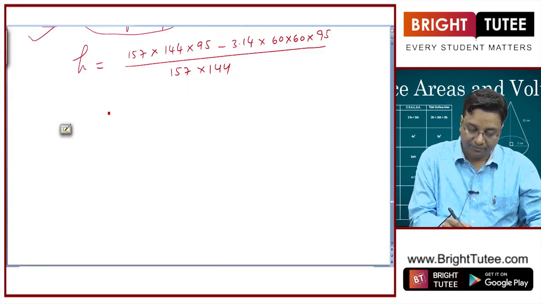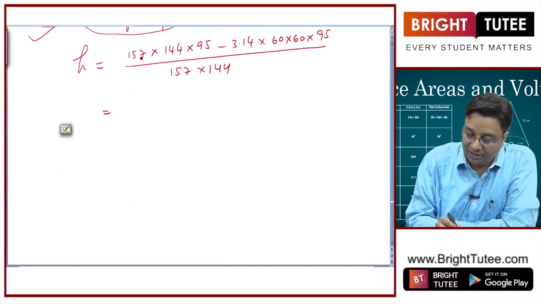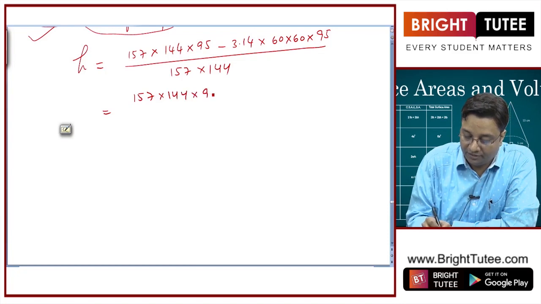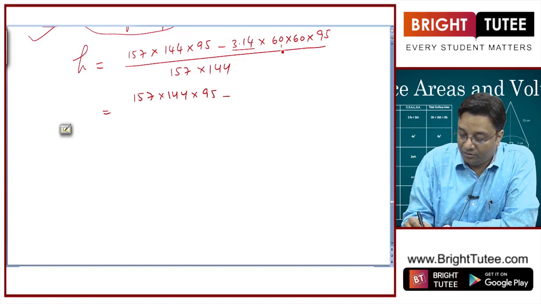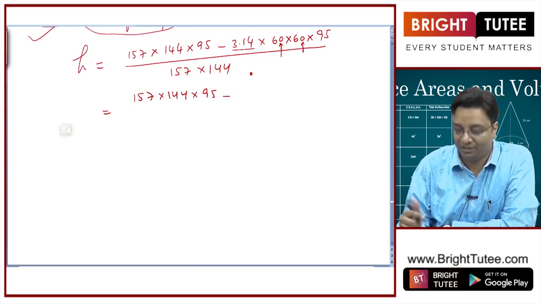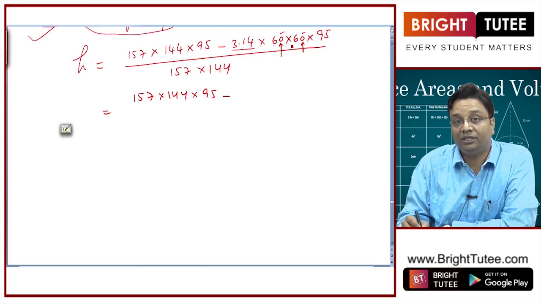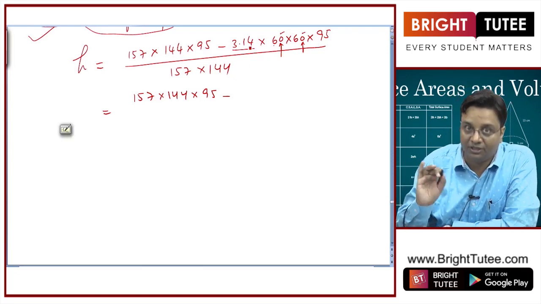Now, this can further be written as 157 into 144 into 95 minus 3.14 into 0 into 0, right. I am not multiplying it by 0, but I am making use of these zeros. This is 60 into 60, I can write it as 6 into 6 into 10 into 10, right. I hope this is clear to you.